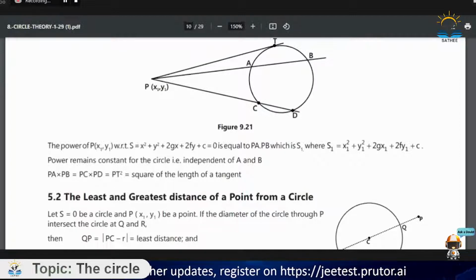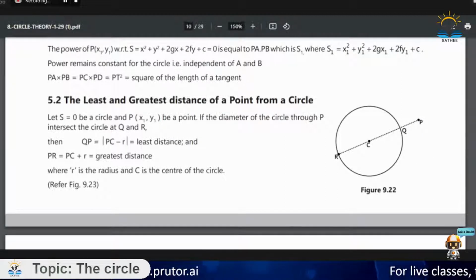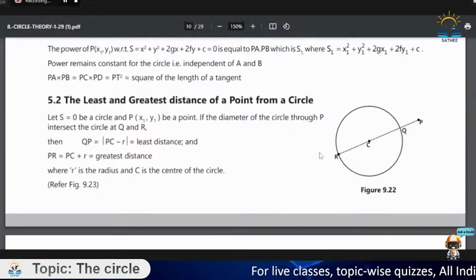Okay. Now let us see the least and greatest distance of a point from a circle. Suppose there is a point P outside the circle. So the least distance would be PQ here, and the greatest distance from the circle would be PR here. So what would be PQ?